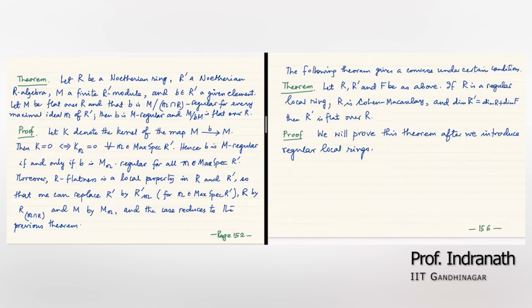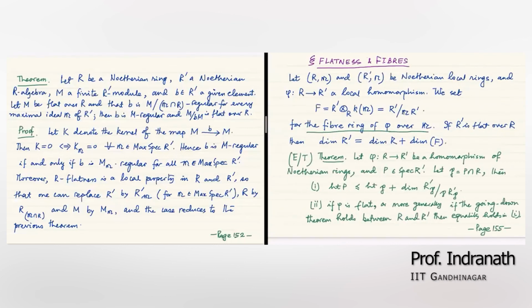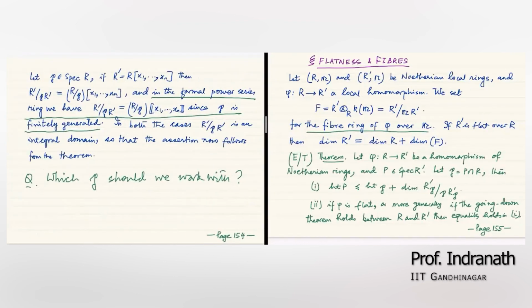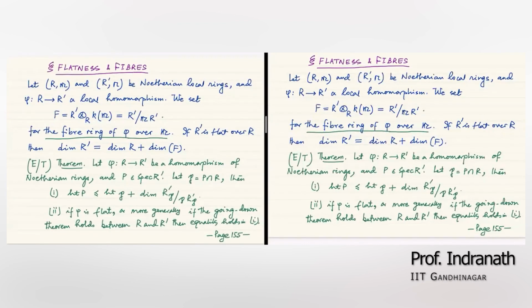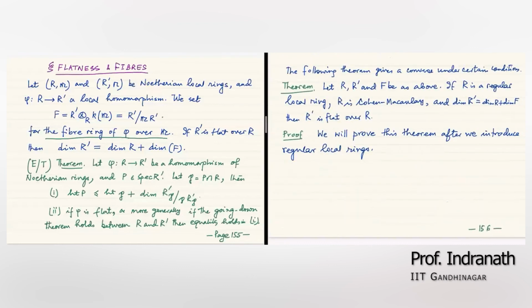Now, how we use this is exactly here. The following theorem gives a kind of converse under certain conditions. What kind of converse? It says if you have R, R' and F as above, what does that mean? Your R and R' are Noetherian local rings and you have a local homomorphism, and F is the fiber ring. If R is a regular local ring, and R' is Cohen-Macaulay, and the dimension of R' is the dimension of R plus the dimension of F, then R' is also flat over R.